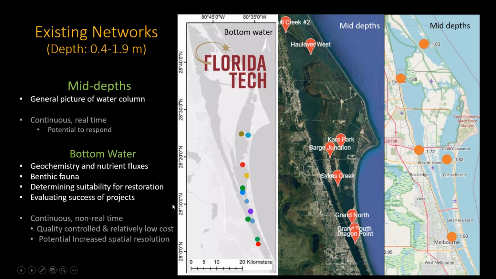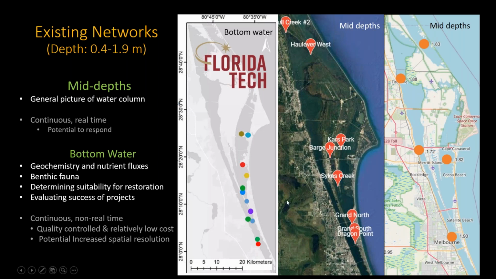Finally, one of the things that we really like about our HOBO sensors, these continuous non-real-time data, is that we can actually quality control it before we ever release the data to the public. So we are forced to go to the sites, collect the data, and do the quality control before releasing it.